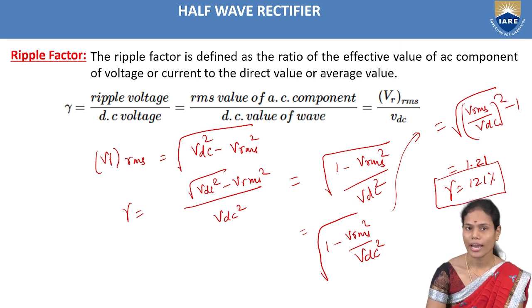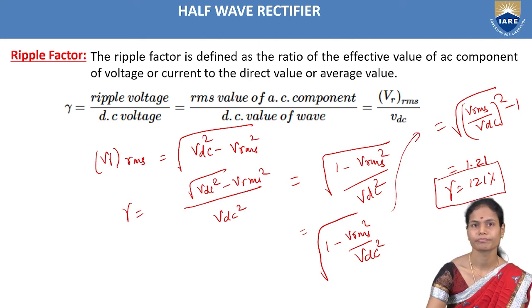So that is a very high value. In the rectification, we require the DC content, not the AC content. But because of the half wave rectifier, we are going to utilize only half of the power for conversion of AC to DC. So that's why we are getting a much larger amount of AC content compared to the DC content in the case of the half wave rectifier.